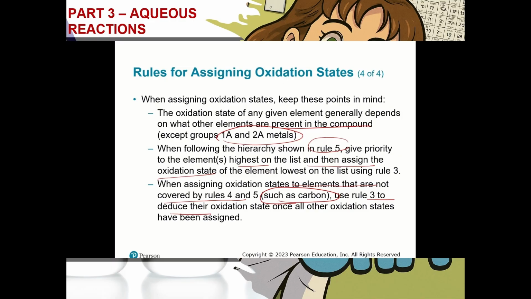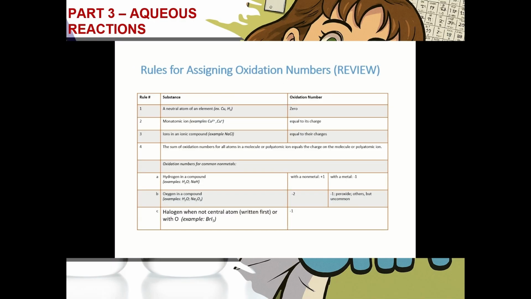I know this is confusing, this is why I have a resume over here. So a neutral atom of an element will always be 0. Monatomic ions equal the charge. Ions in an ionic compound like sodium chloride also equal the charge. The sum of oxidation numbers for all atoms in a molecule or polyatomic ion equals the charge of the molecule or the polyatomic ion. Oxidation number for common non-metals like hydrogen will be +1 if it's bonded with a non-metal, or -1 if bonded with a metal, like over here.